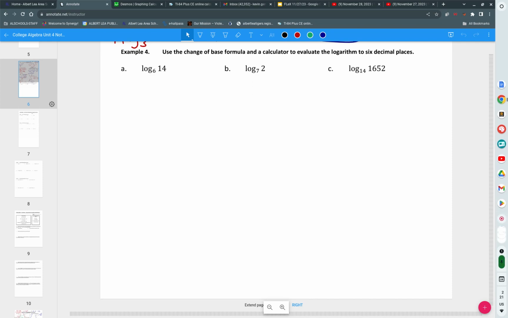2, 1, and done. Okay, we open up this part. This will be the last part of your assignment. It says use the change of base formula on a calculator to evaluate the logarithm to 6 decimal places. So this is a really key thing we're teaching you. It's super easy. You're going to need your calculator. If you don't have your calculator, take it out.